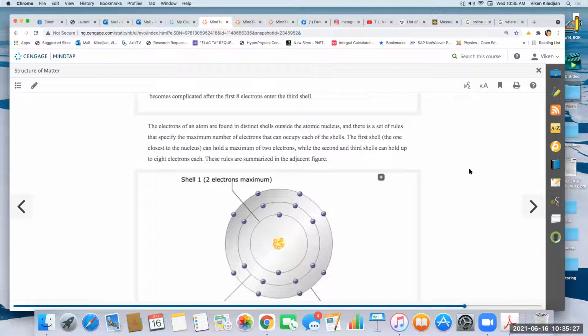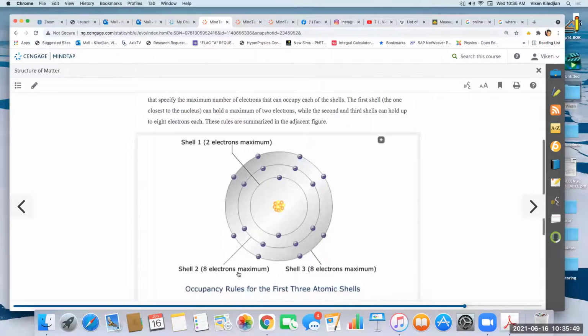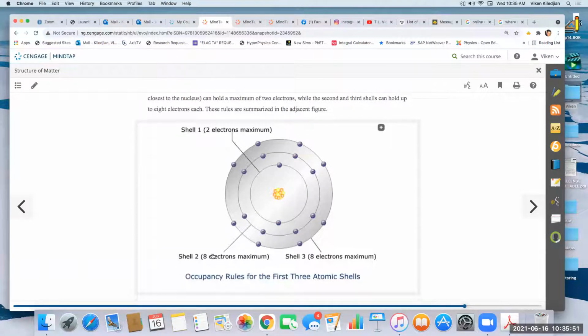So the electrons of an atom are found in distinct shells outside the nucleus. So right here, they're showing you how many overall shells. So this is the 2 electrons in the first shell. And then 1, 2, 3, 4, 5, 6, 7, 8 electrons in the second shell. And then 8 electrons max. And then the third shell is 8 electrons. 1, 2, 3, 4, 5, 6, 7, 8.